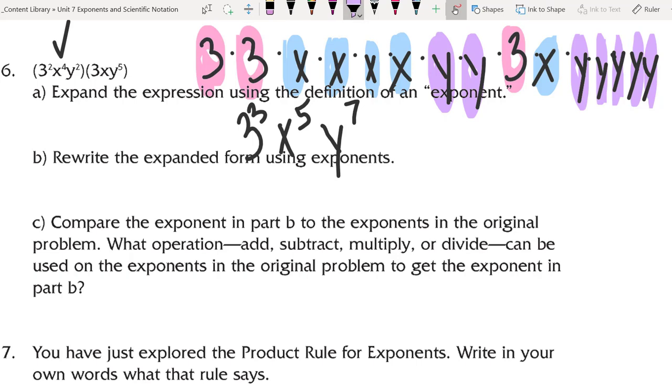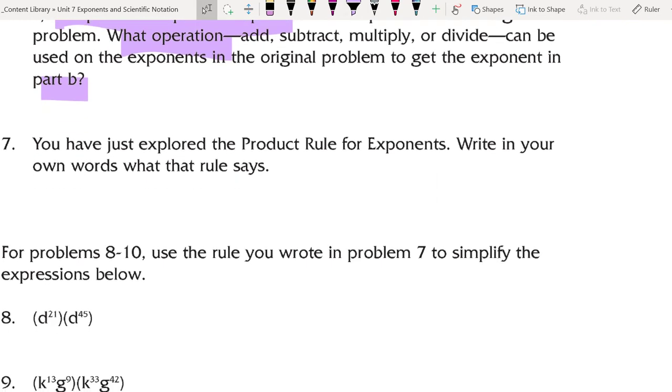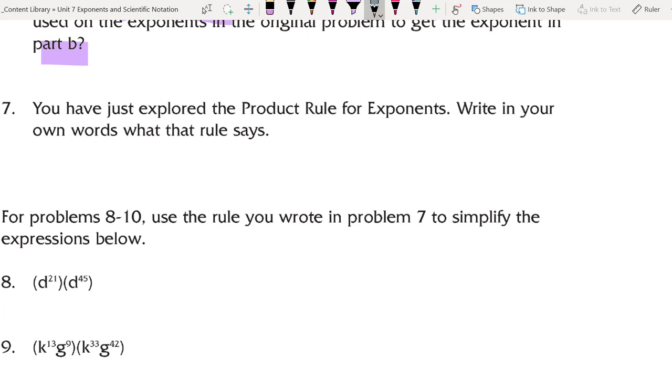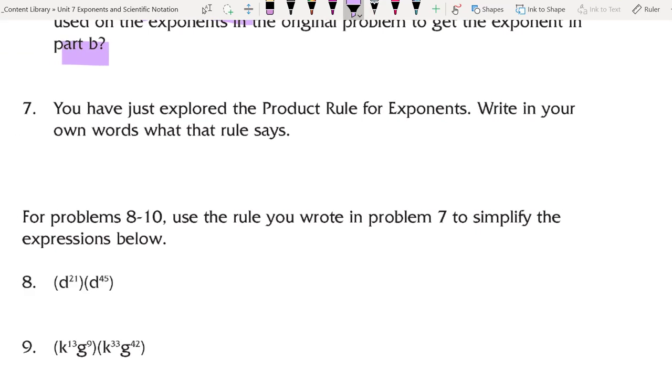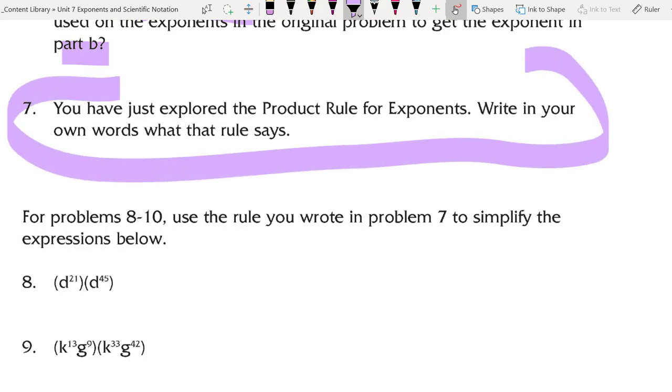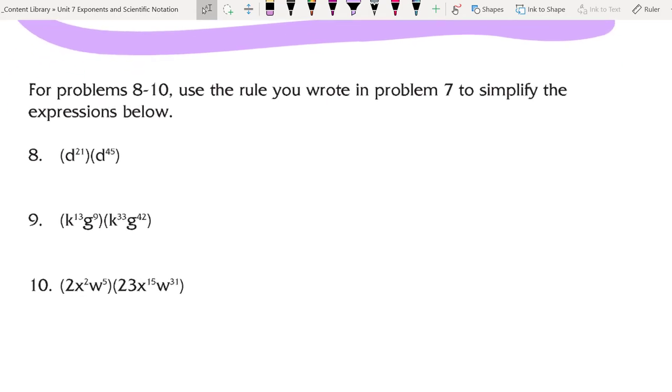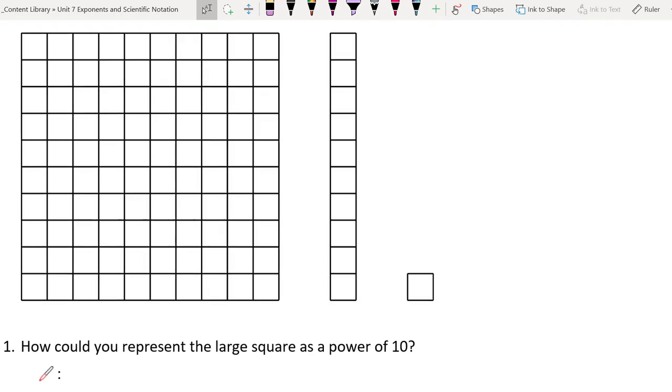So comparing from the first to the second part, what operation did we use? Have you guys figured that out? So if you have, what I want you to do, just in your red folder where it says number 1, I want you to write the product rule for exponents in your own words. So take time to do that, and then we'll talk about it when I get to return to you.